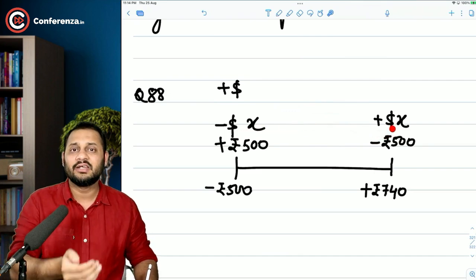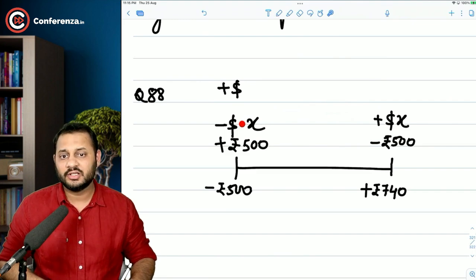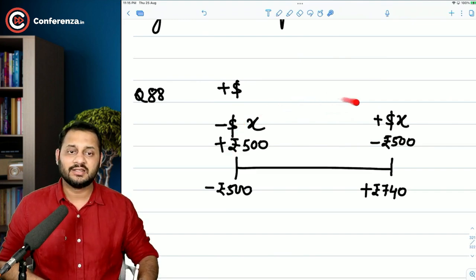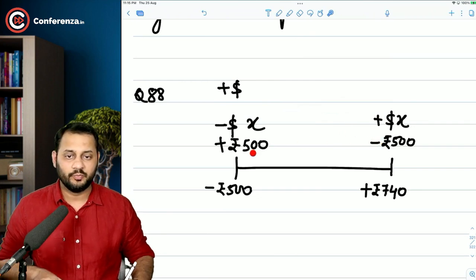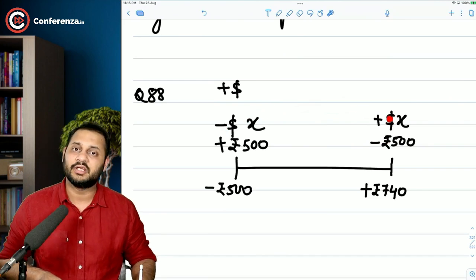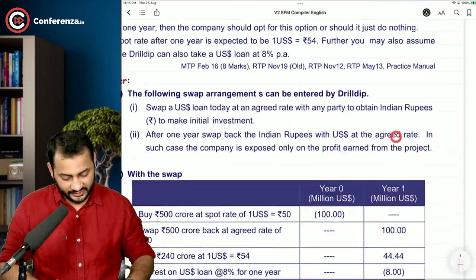This is how you can create a swap. Swapping means first you are paying the dollars for rupees and then you will receive the dollars for rupees. So you received rupees, you will pay it back. You paid dollars, you will receive it back from the Indian government. This is how you can create a swap. Now let's read it first.